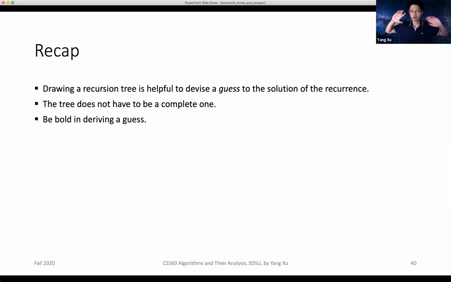So drawing a recursion tree is very helpful to devise a guess for the solution. And in the extreme cases, the tree does not have to be a complete tree. It can be the tree like the one we just did, right? But we can use some estimation, use some approximated values to get some guess of the tree.